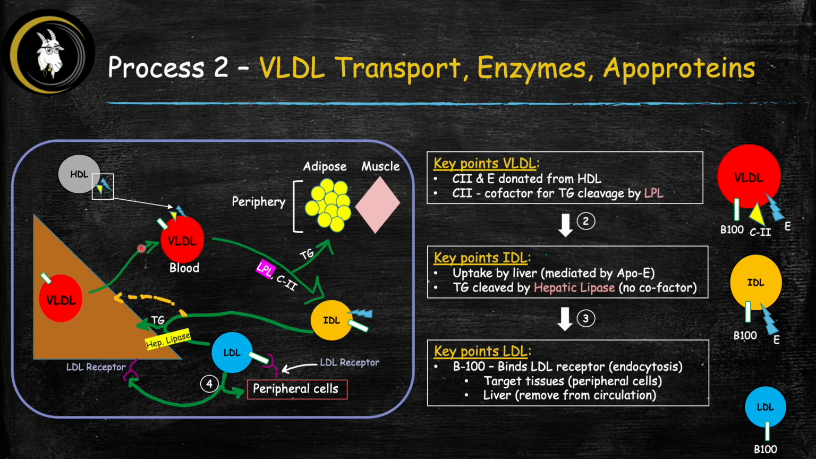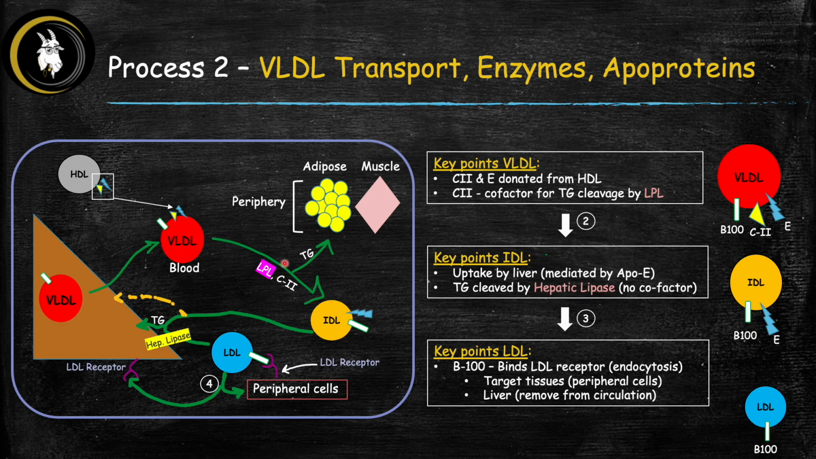Then what you notice here now in this step is that in the blood, now it's picked up 2 additional apoproteins. It's picked up ApoC2 and ApoE. And where did these come from? They came from HDL. So just like we saw with chylomicrons, HDL is going to donate ApoC2 and ApoE to VLDL as well. And that's the next important thing.